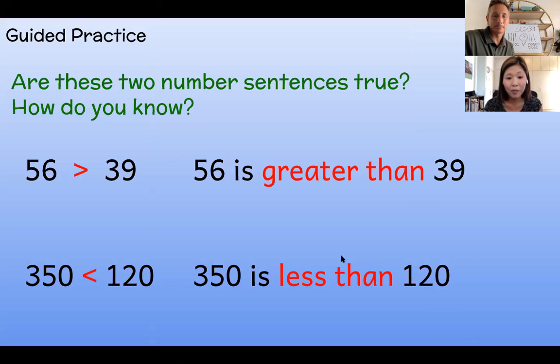Great job explaining, Mr. Regan. I have another problem for you. And the second problem is 350 is less than 120. Do you think this sentence is true? How do you know? So 350 is less than 120. Let's see. Okay, if I was going to do that on my board, that would be 350, and we said 120, and you said that was less than.